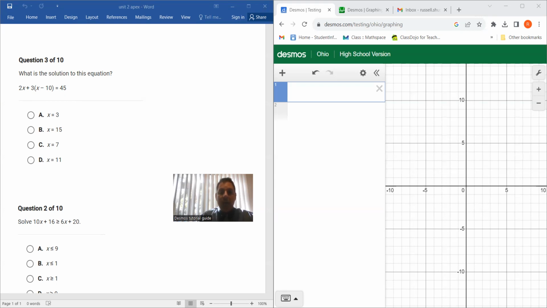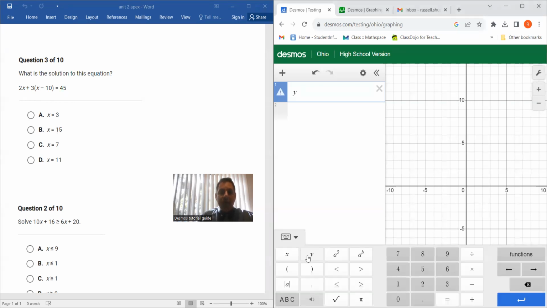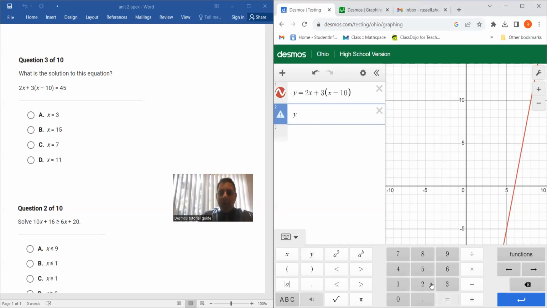But again, we can do a double check on Desmos. We put y equals the left side of the equation, which is 2x plus 3 parenthesis x minus 10. And we're going to get the graph of a line. Below that, we'll do another y equals for the right side of the equation, which is 45.